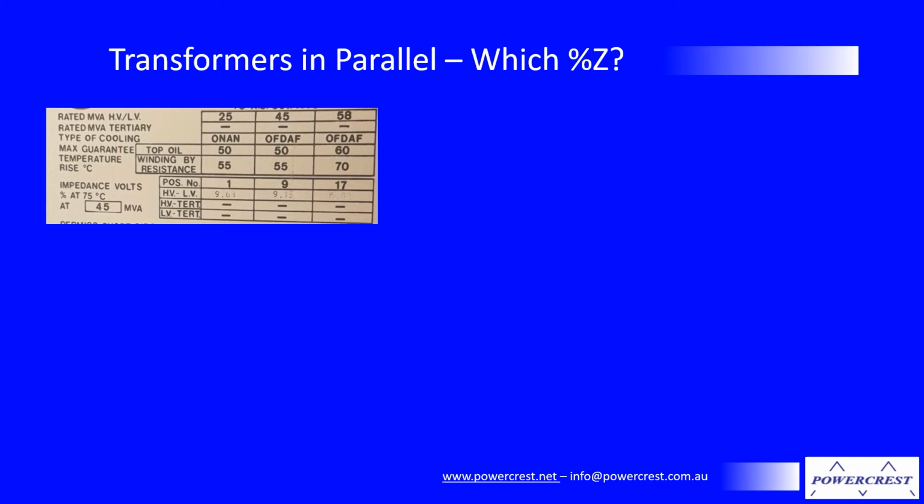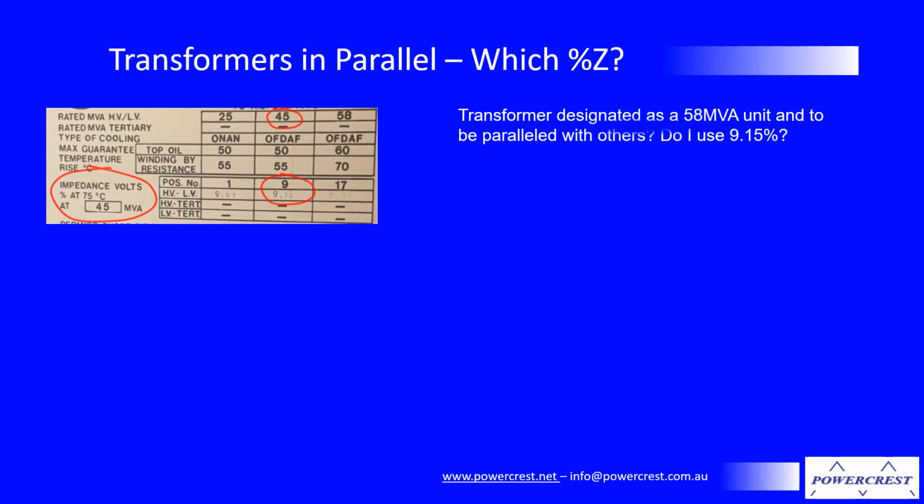Okay, I'd just like to briefly digress for a moment and discuss the subject of which percentage impedance do I use for a transformer which has different MVA ratings depending on the type of cooling. So, looking at this nameplate example, I have a nominal 45 MVA unit. The impedance is specified at 45 MVA, and in this example it is 9.15%. So the question is, if the transformer is designated as a 58 MVA unit and to be paralleled with other transformers, do I use 9.15%?